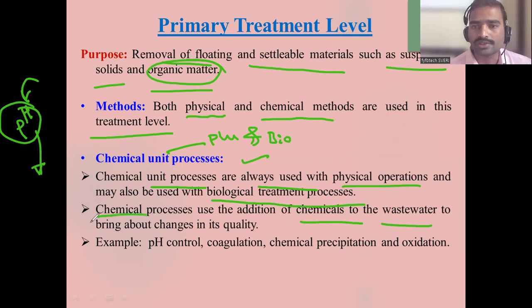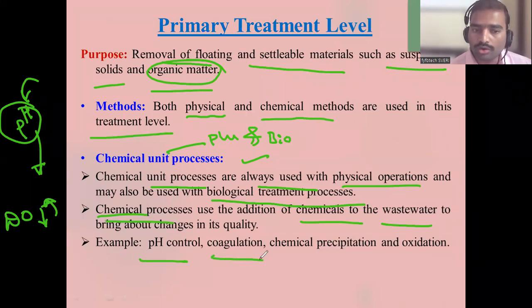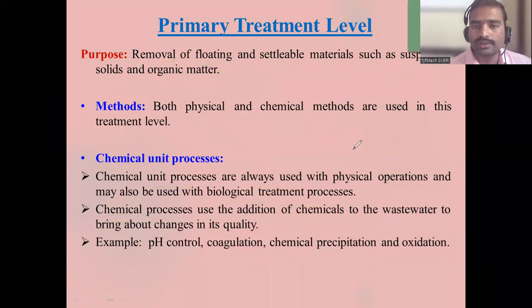Okay, that is a chemical process. If the DO, dissolved oxygen, is very low, then that is dangerous to the aquatic animals. So we have to increase the DO content, that is, the dissolved oxygen content. That is a chemical process. Examples: pH control, coagulation, chemical precipitation, and oxidation. All these come under chemical unit processes.